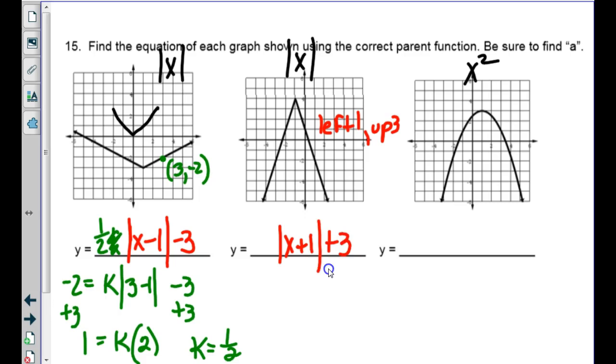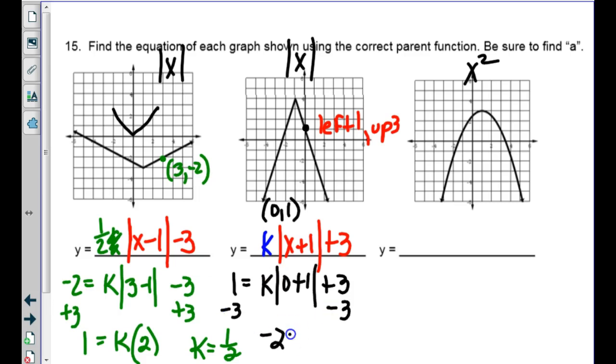Okay. It is flipped, but if you just do the K, it'll take care of itself. But yes, you should remember at the end it should be negative. It looks like it goes through 0, 1. Can I use that point? So 1 equals K times 0 plus 1 plus 3. Remember, we have to get rid of that guy. And then this is multiplied, which is just 1. So we end up with -2.